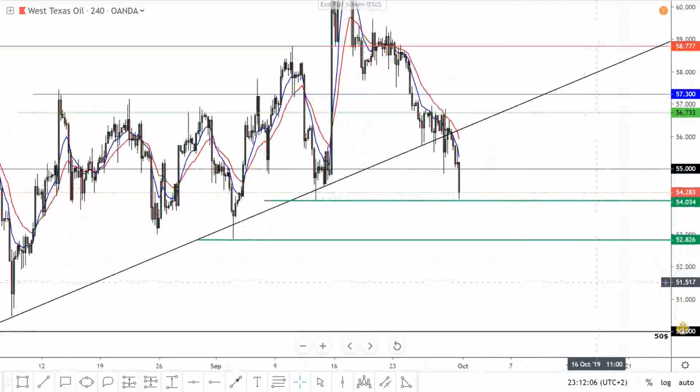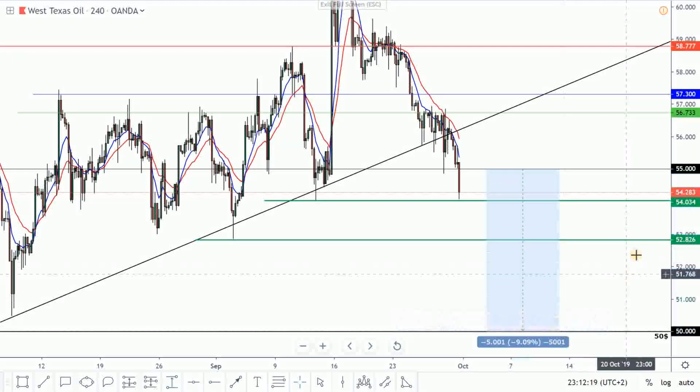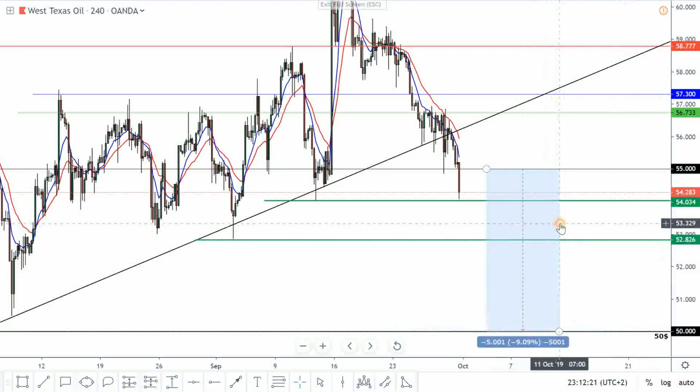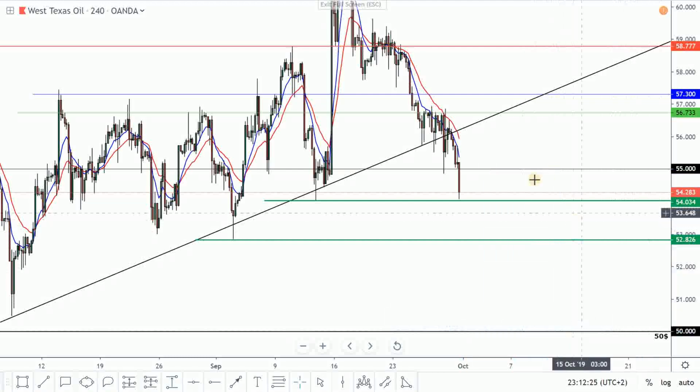As I said, our final target will be 50. Let's see how many pips this forms, really nice, 500 pips. So it will be a very, very good risk to reward ratio trade with a tight stop loss and a very strong, very big target. So this is for oil.